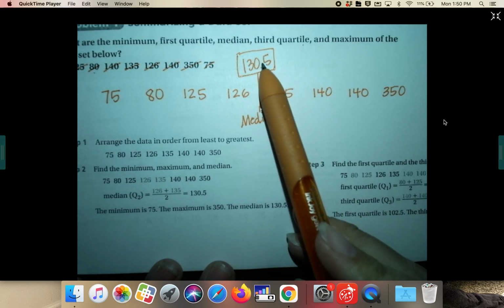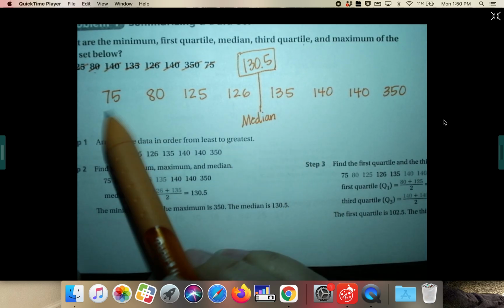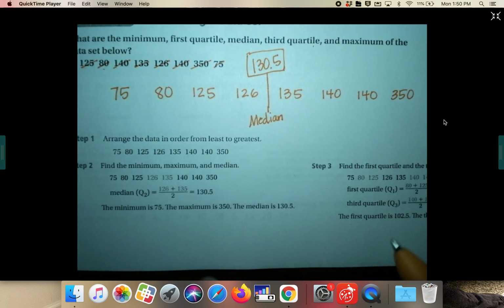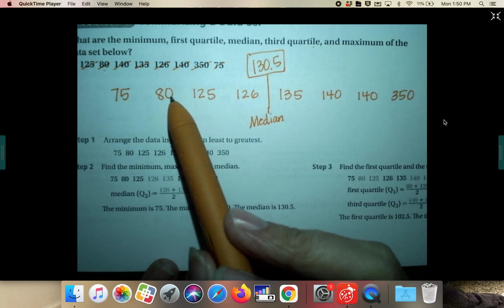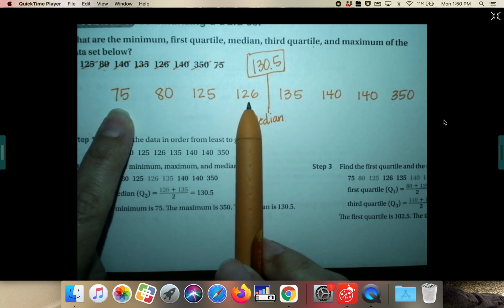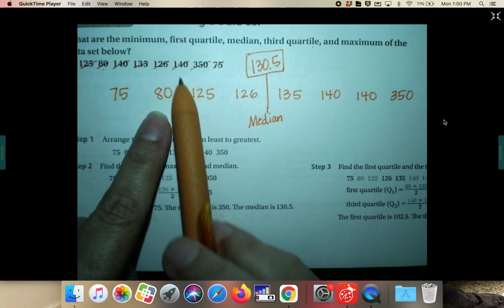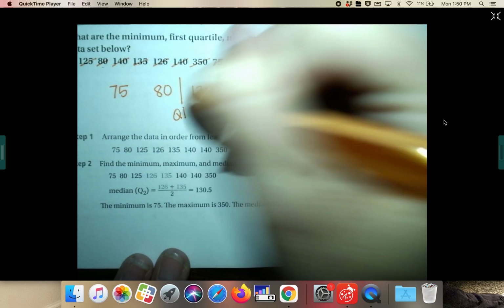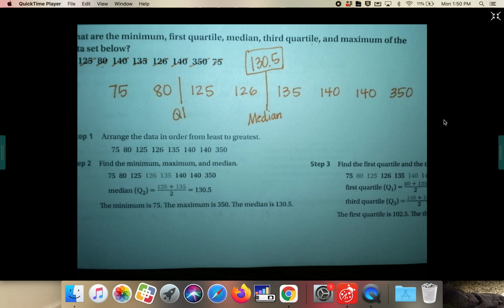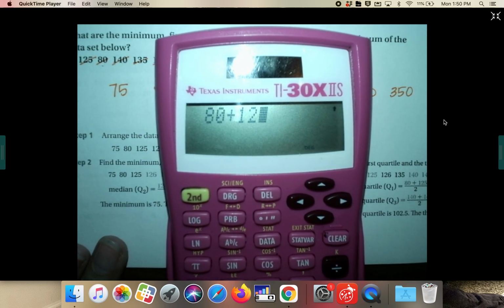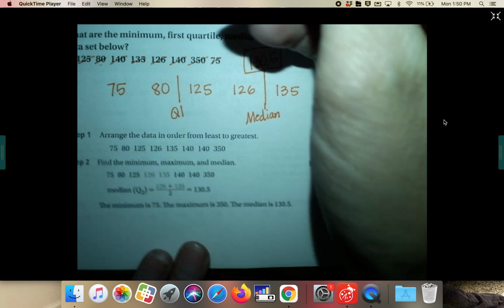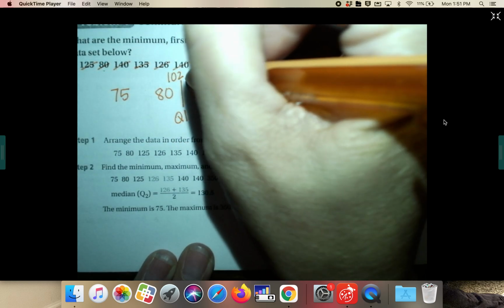Okay, and then we won't use that to find the middle of the other halves, to find our quartiles. So again, we've got an even number. So if you look at these are our outermost, and then it works its way in. The first quartile is going to be between these two. So quartile 1 will be halfway between 80 and 125. So 80 plus 125 is 205 divided by 2, which is 102.5. So the lower quartile, the first quartile, is 102.5.